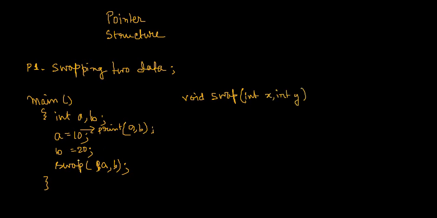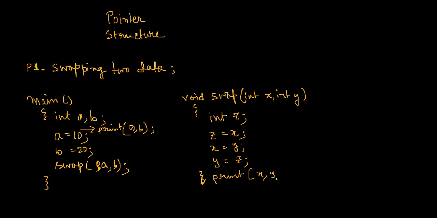Since at the time of calling the swap function I have passed two parameters, I have taken two parameters to receive the values. And here I can apply the simple logic of swapping: z equal to x, x equal to y, and y equal to z, and done. If you print the value x comma y, this part will print 20 comma 10, and here it was 10 comma 20, so as if the data has been swapped.